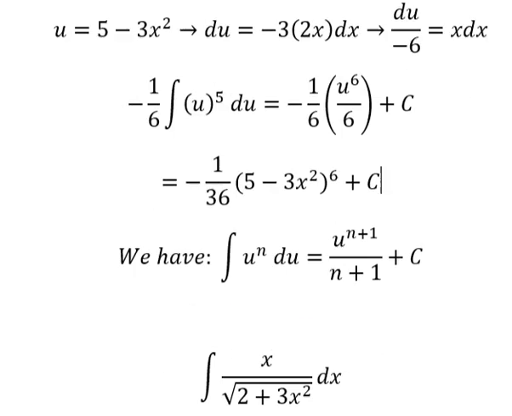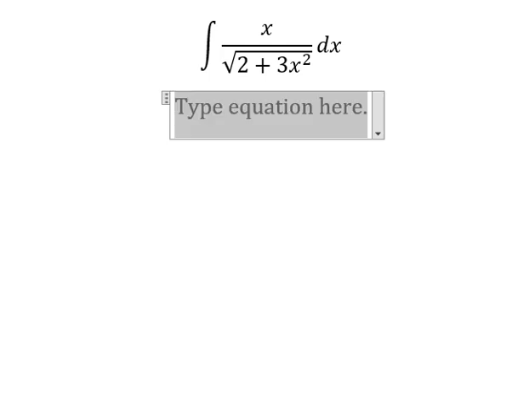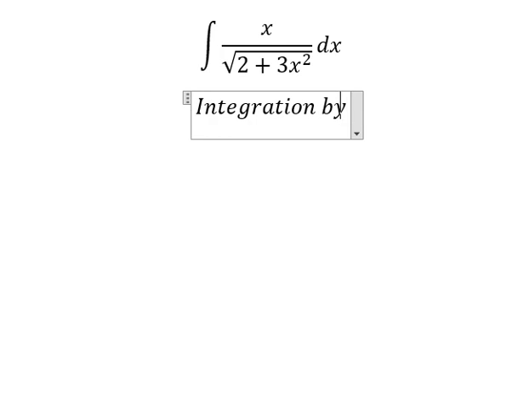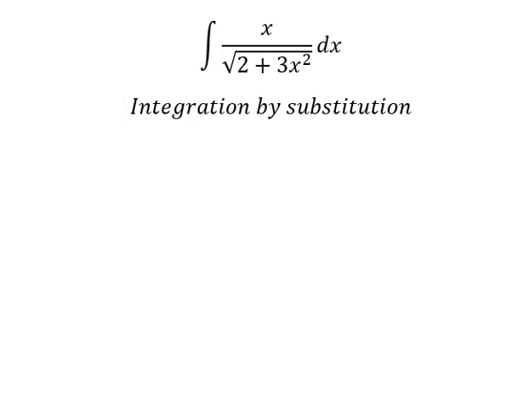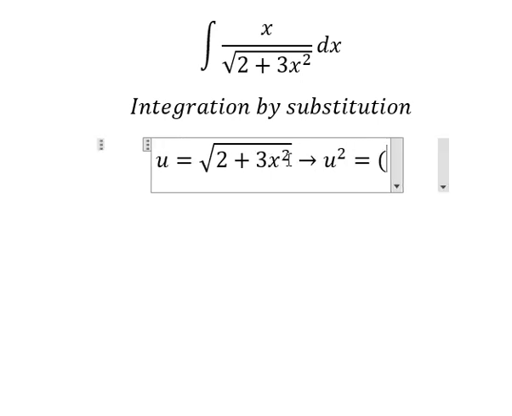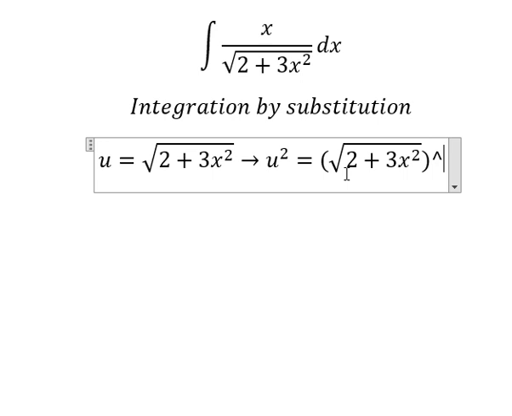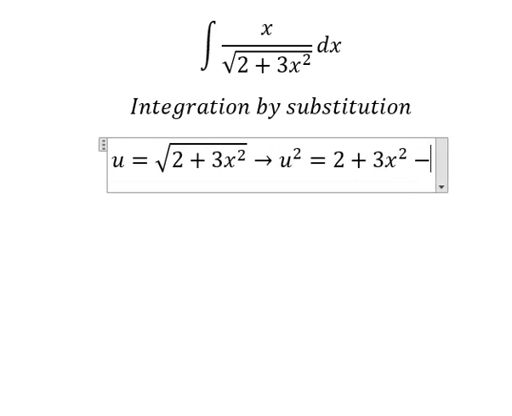Now let's go to the second one. We can use integration by substitution. So I will put u equals to this one. Later that, we put the square for both sides to cancel the square root. Next, we need to do first the derivative for both sides.